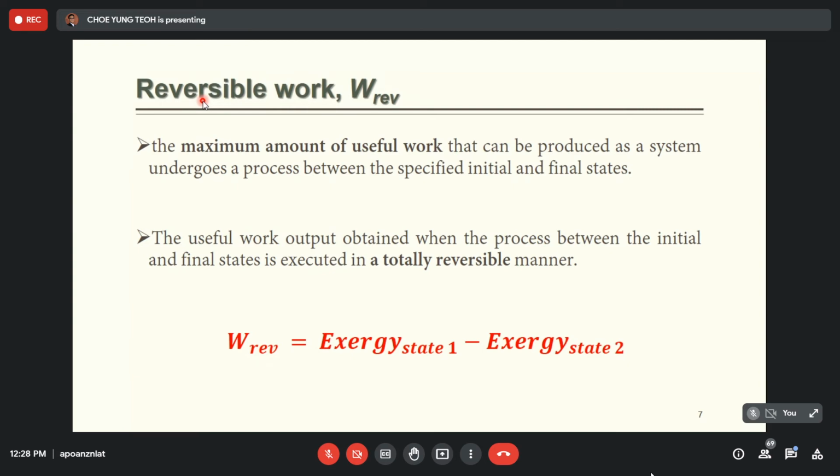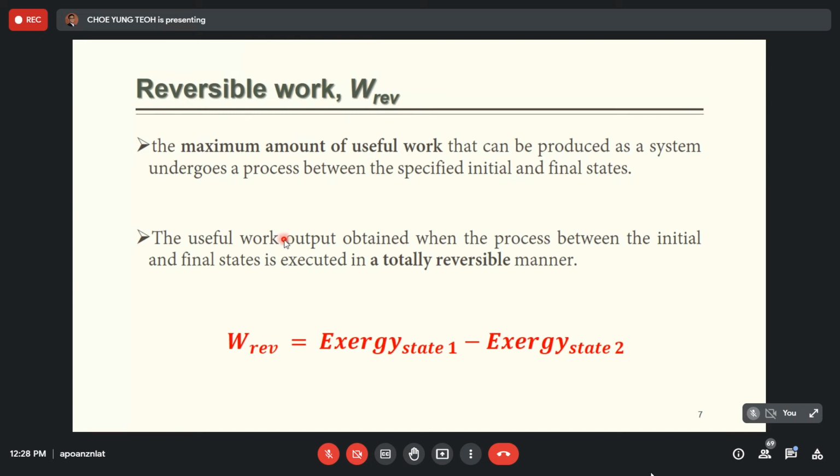Whenever you have reversible work, it means that 100% of the energy is converted to work, and from the work, you can convert 100% of it back into energy. But is that possible? Normally, whenever you convert, you lose 20%, 30%. So reversible is just an ideal case. That's why we call it reversible work. It means that you have 100% efficiency.